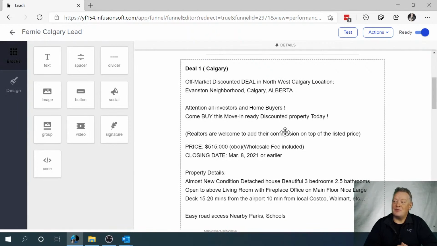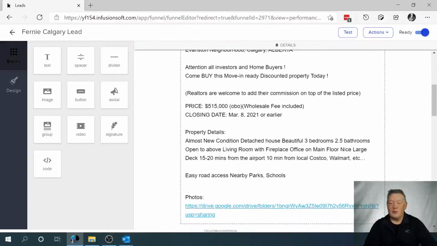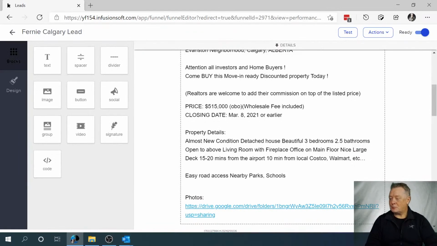So I believe that this is kind of the more salesy part of it, right? Realtors are welcome, and the commission on top of the listing price. Price is $515, or better offer. Wholesale fee included, closing date. That's perfect. However, where's the information? What's the fair market value? What about more detailed information, number games, right? Real estate investors are about numbers. Can we agree? Yep. If you agree, just like that video.